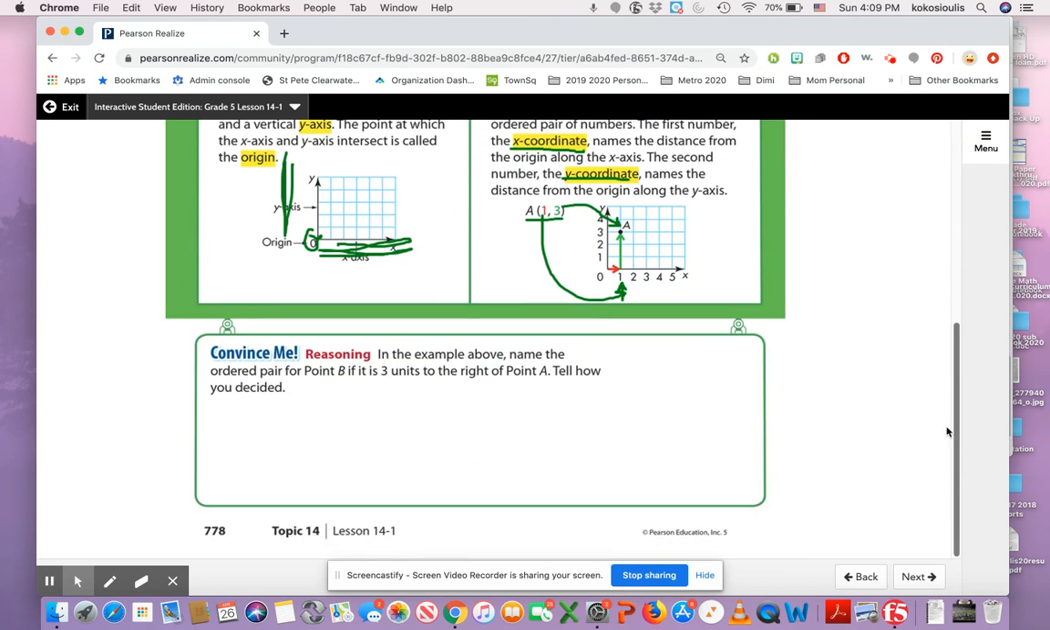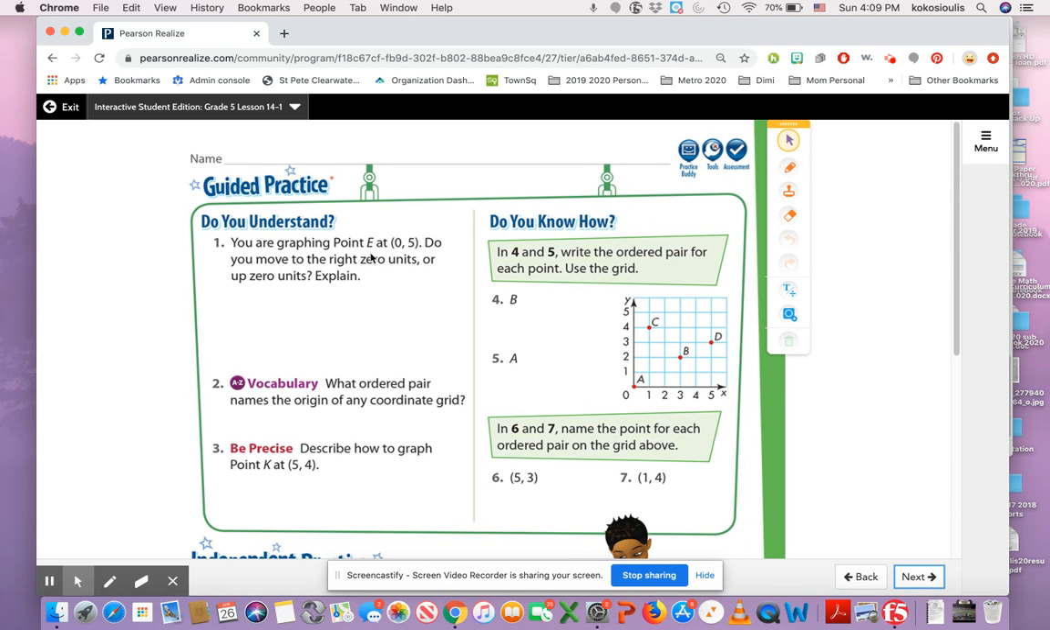Let's all move on now to page 779. You can see here we're going to start with graphing point E at 0, 5. Do you move to the right 0 units or up 0 units? Well, we can know that because we said 0, 5, so my x is 0 and my y is 5. If I have a little plane here, and this is 0, I don't go anywhere else. I just stop right there. So I move to the right 0 units. That's the right answer.